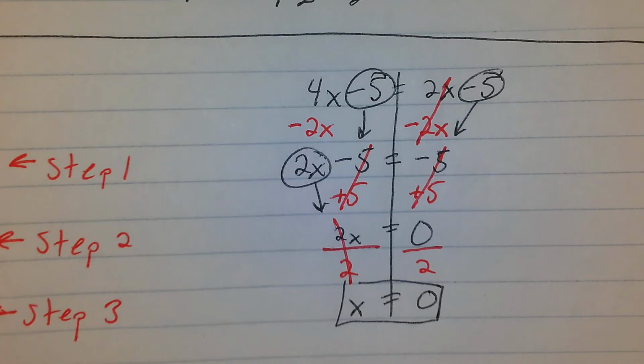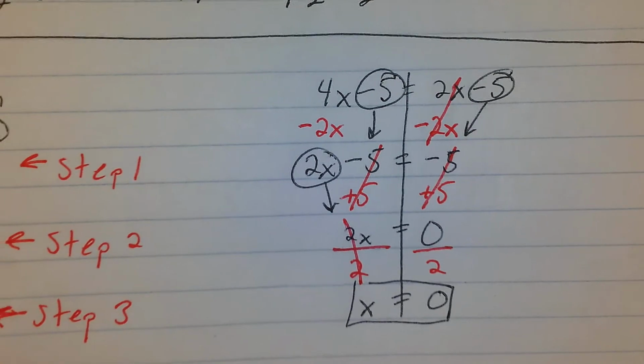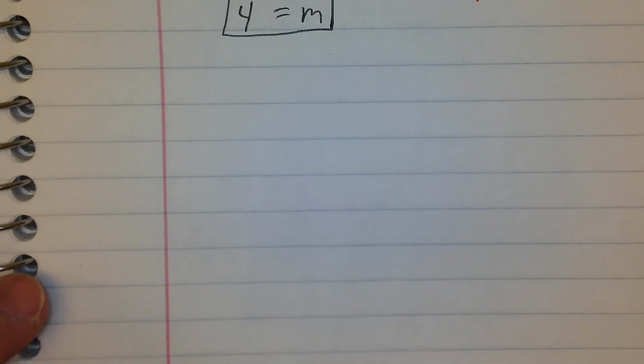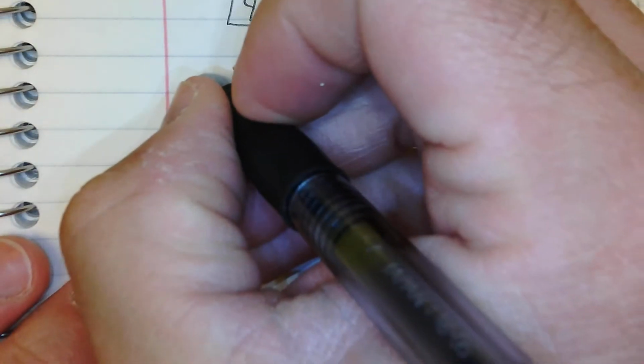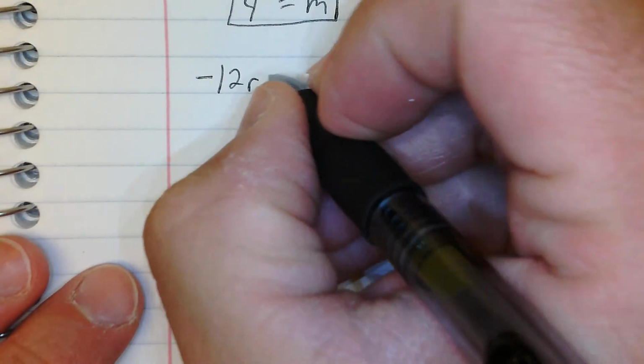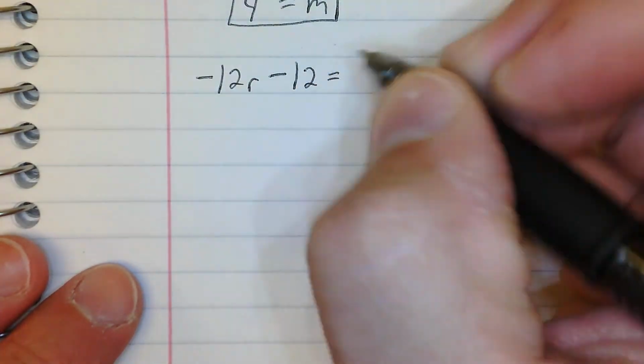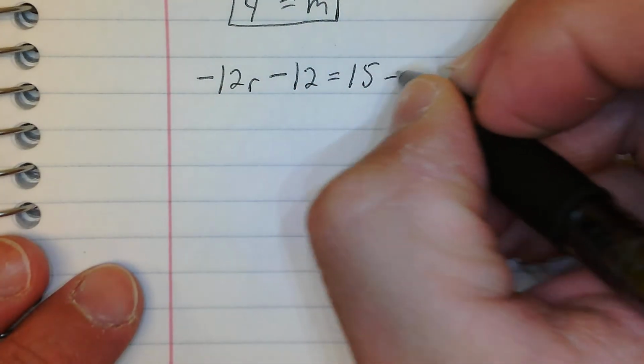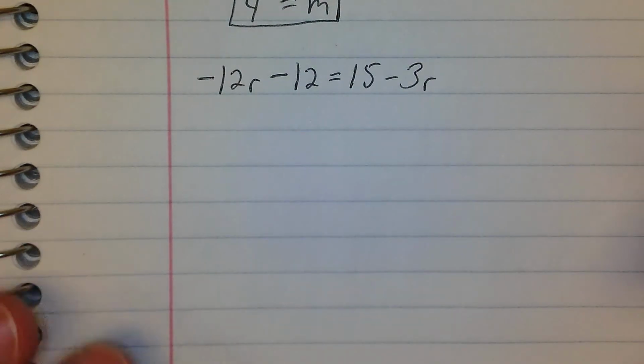Alright. Woo! So hopefully we're getting a little bit better grasp of this. Now, next step, next equation. We're going to move on again. Okay, the next equation is going to be negative 12r minus 12 equals 15 minus 3r.